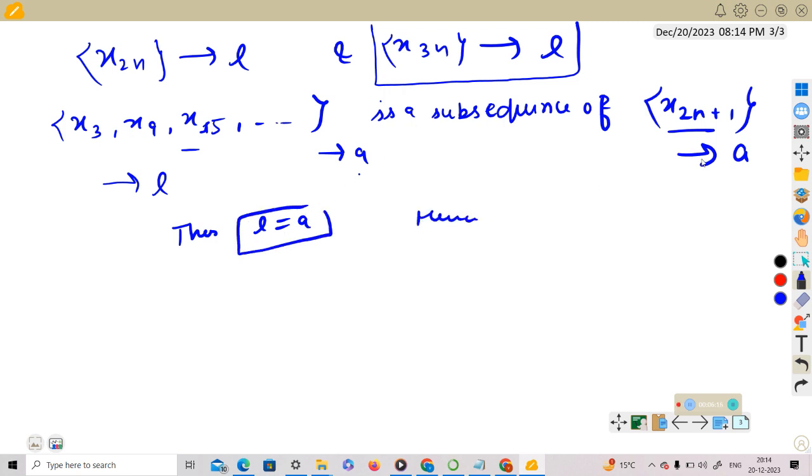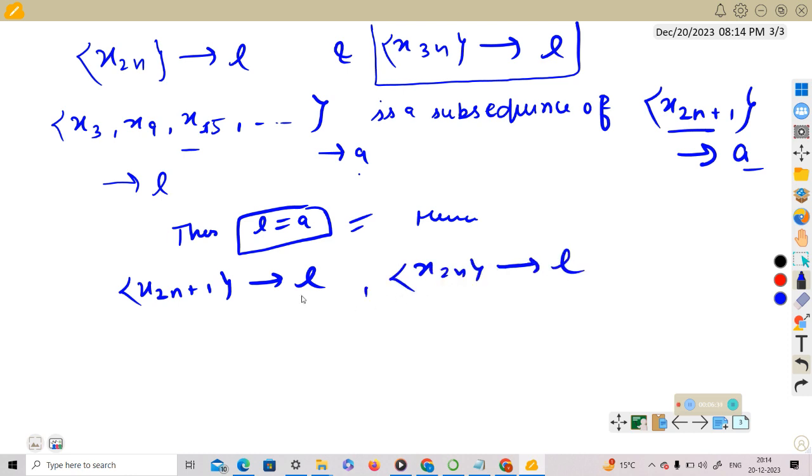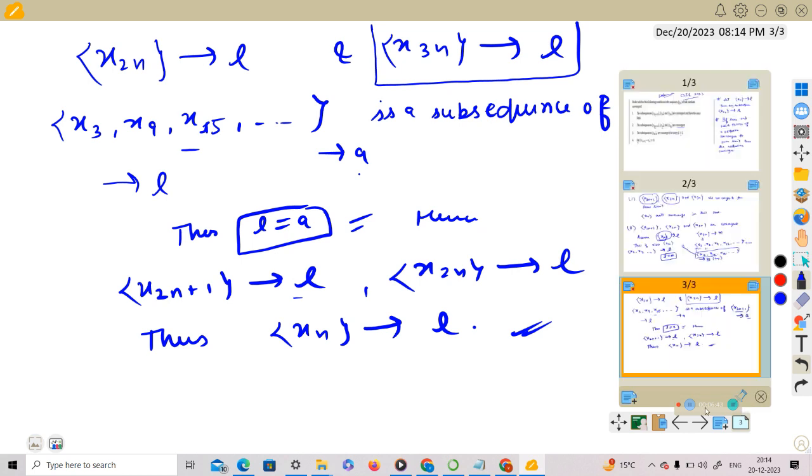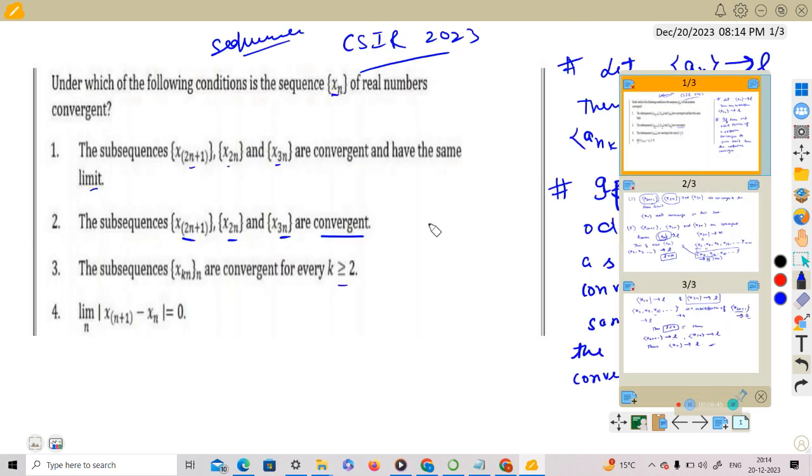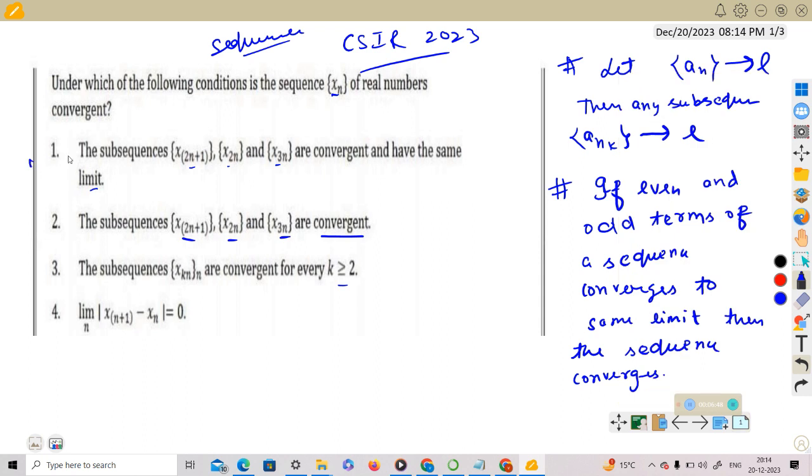Hence, x2n+1 also converges to L because it converges to A, and we have shown that L is equal to A. And x2n also converges to L, so odd and even terms converge to the same limit, thus xn converges to L. Hence the sequence is convergent. So in this case the sequence converges.